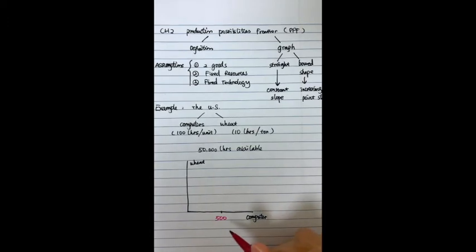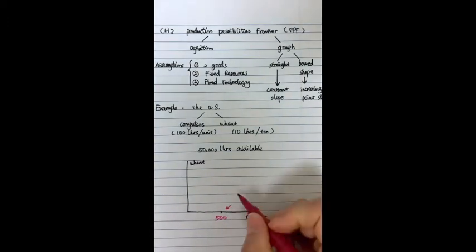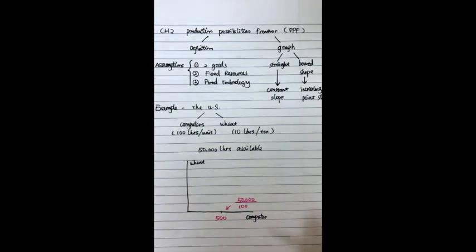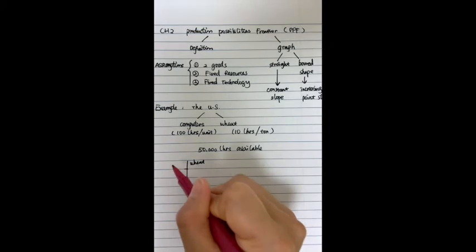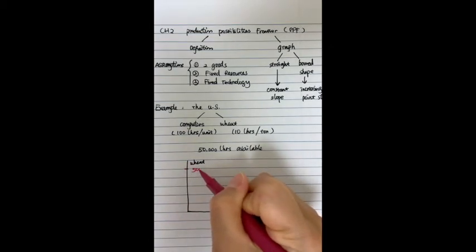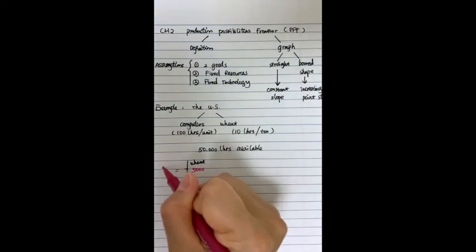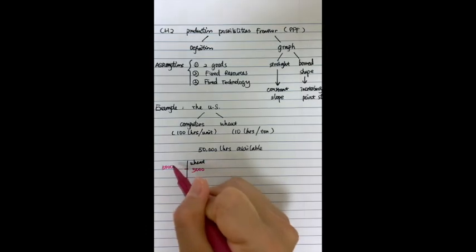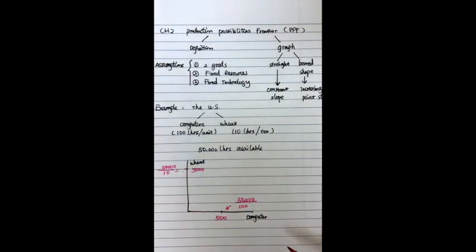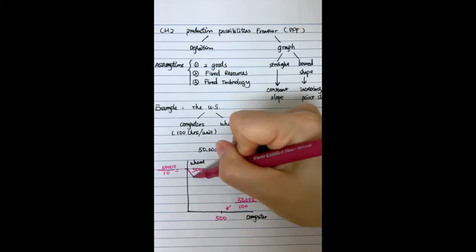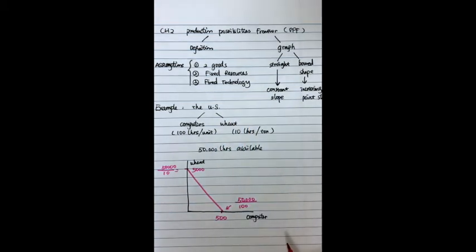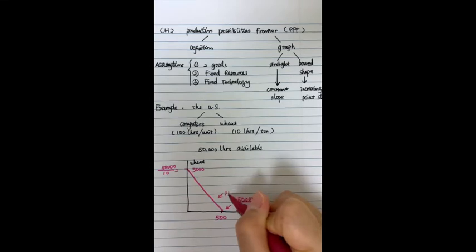So the maximum quantity of the computers that US can produce will equal 500 units. So how can we get this 500 units? This will just equal all the labor hours used just in computer production, okay? Similarly, we can get the maximum amount of the weight that US can produce, which will equal 5,000. So this 5,000 is equal to all the labor hours used just in weight production. And then link these two dots. You can have the PPF. So this is the PPF, right?